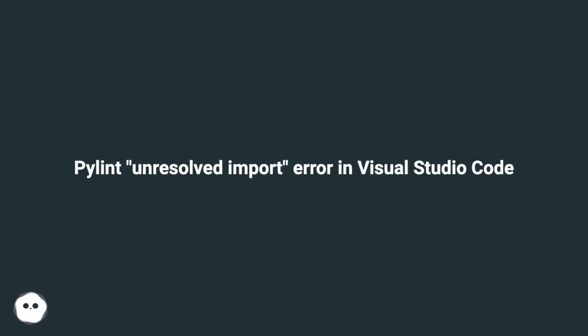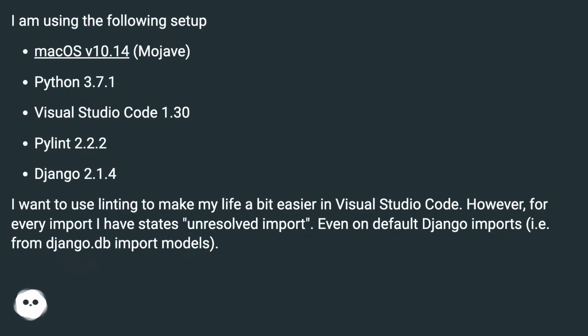Pylint unresolved import error in Visual Studio Code. I am using the following setup: macOS v10.14 Mojave, Python 3.7.1, Visual Studio Code 1.30, Pylint 2.2.2, Django 2.1.4. I want to use linting to make my life a bit easier in Visual Studio Code.